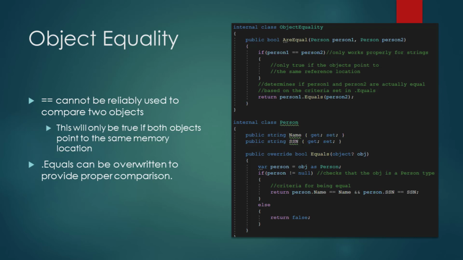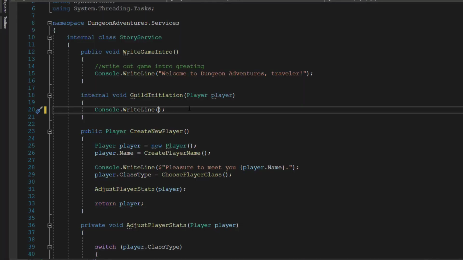Anyway, that's enough about pass by reference and value. Let's go back to the method and finish it out. Now, the point of the guild initiation method is to be a small cutscene before we throw our character into the dungeon.